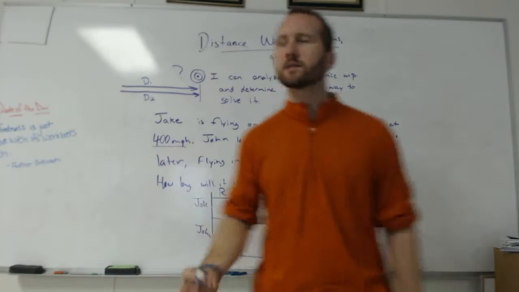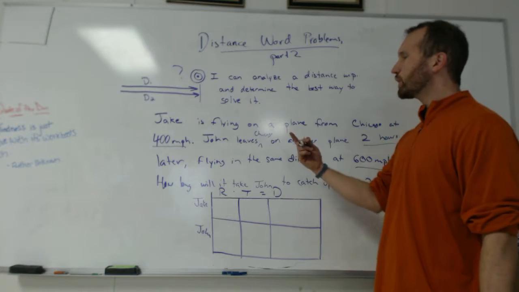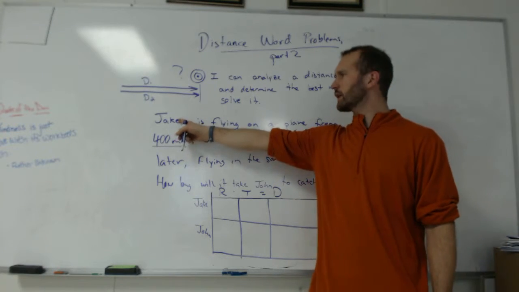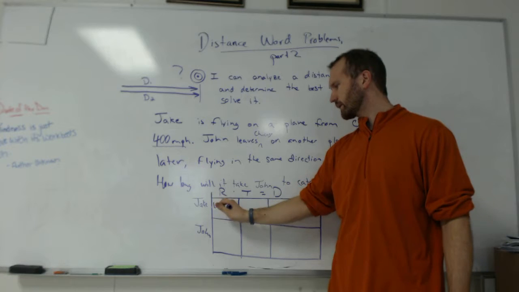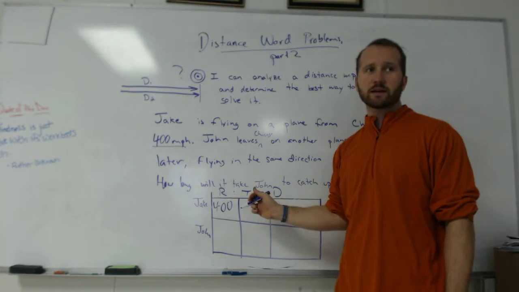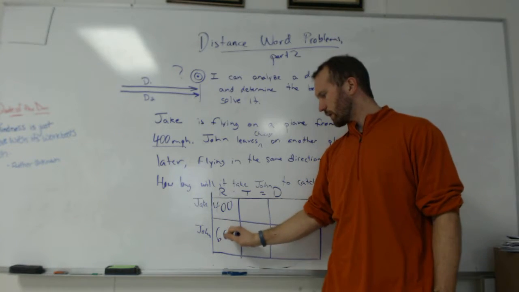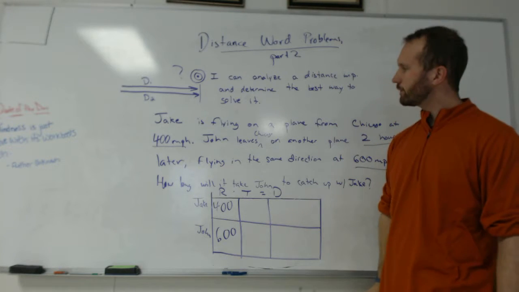What can I fill in on this chart? Well, it's pretty easy to fill in the rates here, because it tells us Jake is going 400 miles an hour. So that's Jake's rate. John is going 600 miles an hour, so I can fill that in.